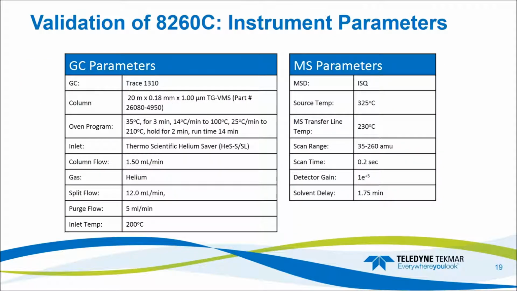Moving on to the GC, in this case we used the Thermo GC with the helium saver inlet, which further reduced the use of helium in this particular application. But again, our actual separation and detection is being done in helium, so we're not using any alternative carrier gas. We're just looking at using nitrogen for our purge.